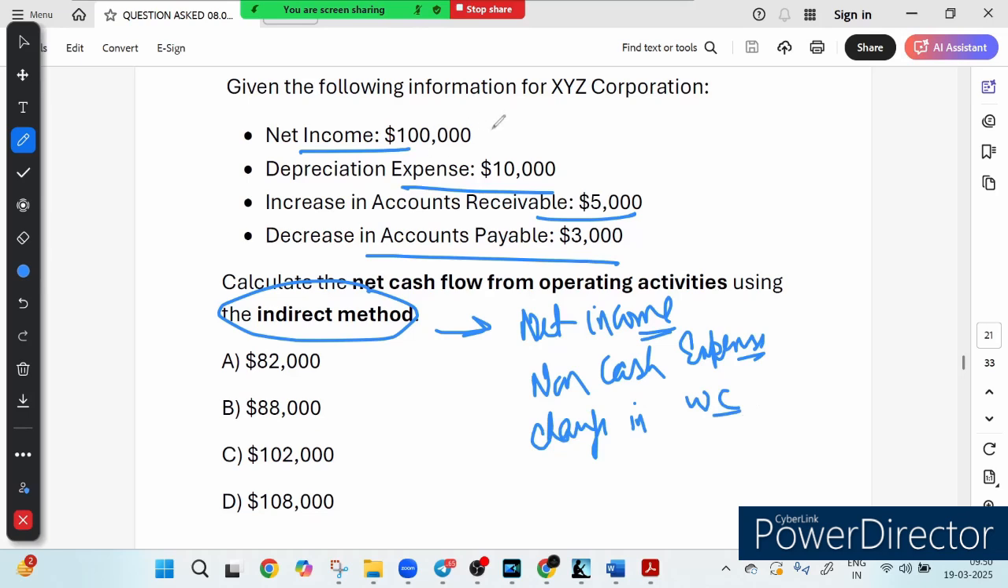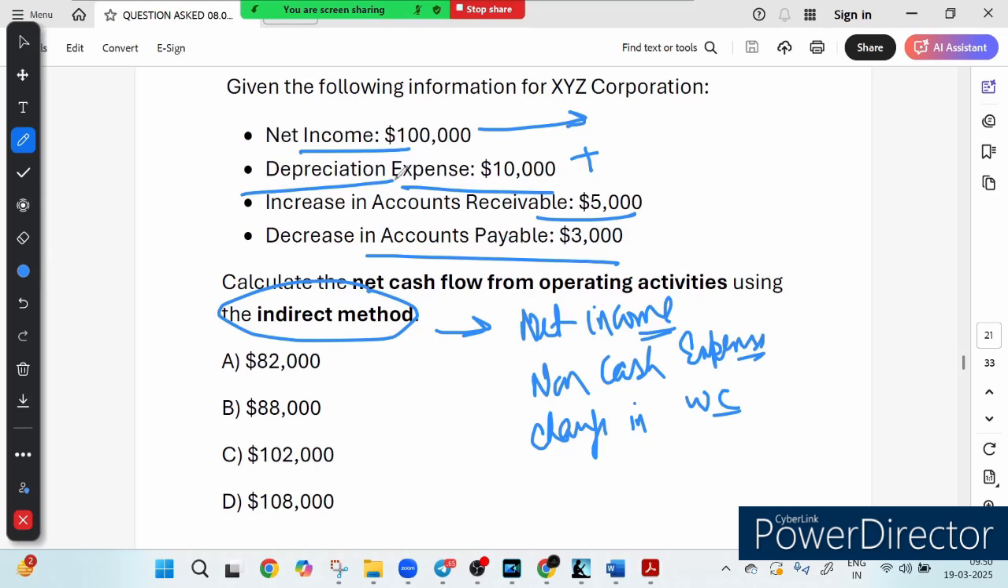So let's calculate the net cash flow from operating activity using the details provided. You start with the net income, which is how much? 1 lakh. Now you add the non-cash expense. Depreciation is a kind of non-cash expense, so you add it. So it will become plus 10,000. Depreciation is a non-cash expense, which means it reduces the net income for accounting purposes, but does not involve an actual cash outflow. Does it involve actual cash outflow? No, but it reduces the net income for accounting purposes. So that is why we add it back to the cash flow, right?